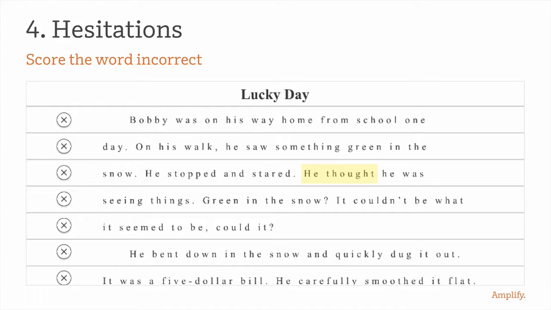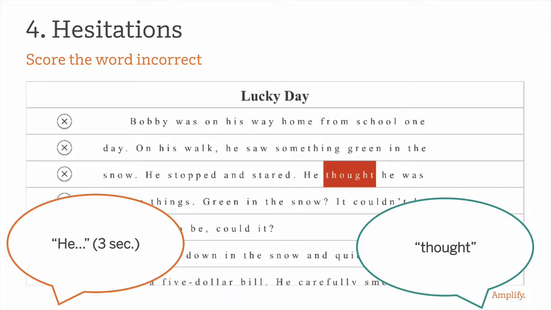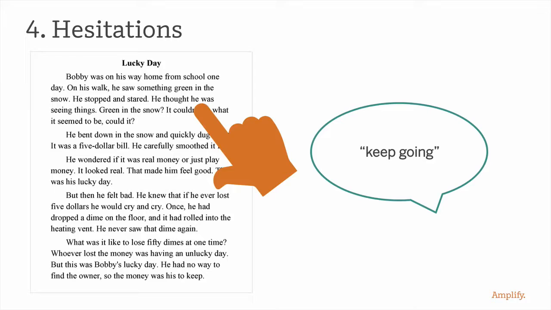Hesitations. If a student hesitates for 3 seconds on a word, score the word incorrect, provide the correct word, point to the next word in the student materials, and say, keep going. For example, if a student says he and then hesitates for 3 seconds on thought, tap the word thought to score it incorrect and say thought. Point to the word he in the student materials and say keep going. Repeat this prompt as needed in response to hesitations.